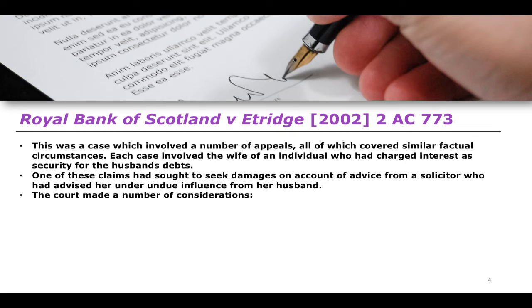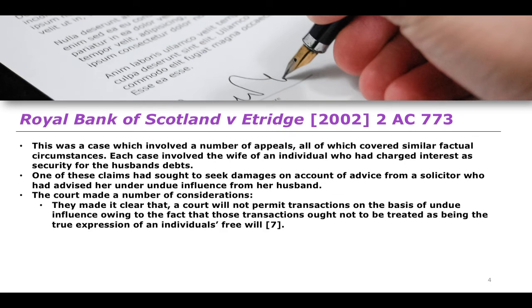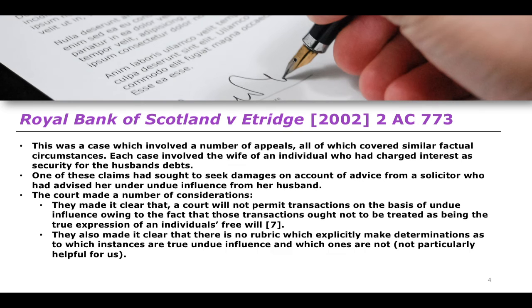Okay, the court made a number of considerations in relation to this case. They made it clear that, for example, a court will not permit transactions on the basis of undue influence owing to the fact that those transactions ought not to be treated as being the true expression of the individual's free will. So we're talking here about the ways in which this external pressure, this undue pressure which advantages one side, has an impact on the genuine free will of an individual in making transactions and decisions.